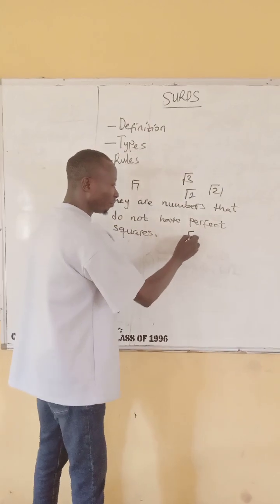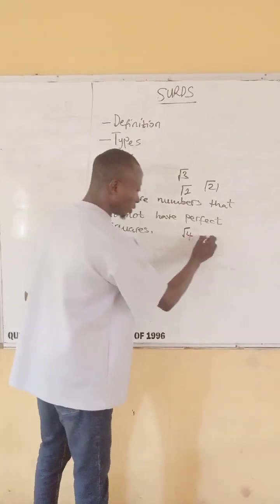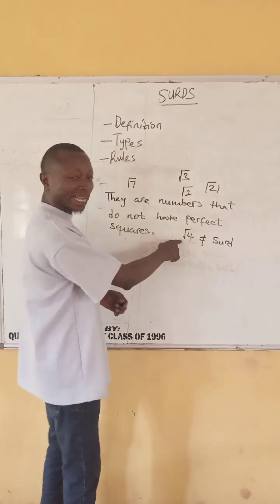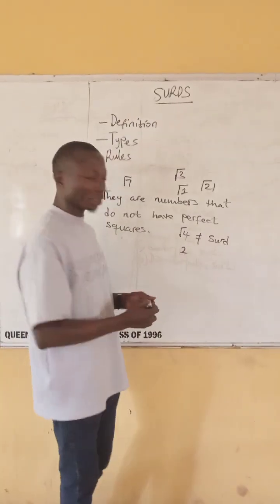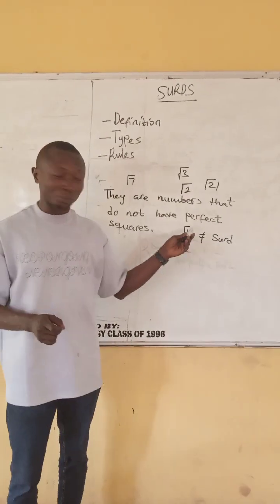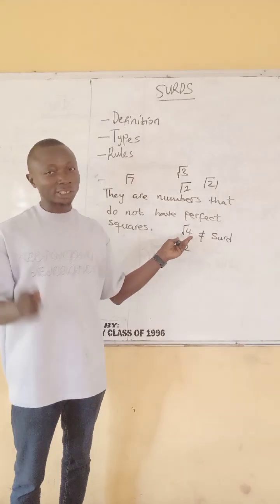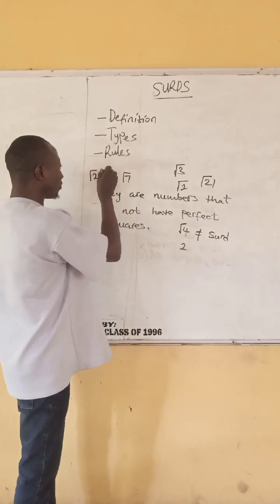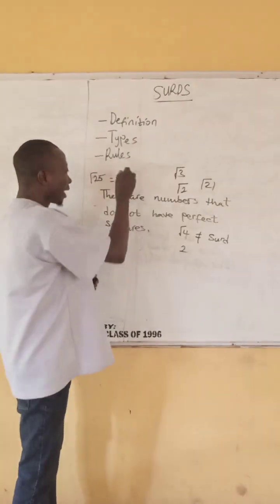But look at this. Root 4, the square root of 4, is not a surd. Why? It has a perfect square. And what is the square root of 4? It is 2. There is a number that can multiply itself to produce 4. That is why root 4 is not considered a surd. Like root 25. Root 25 is not a surd. It has a perfect square, which is 5.